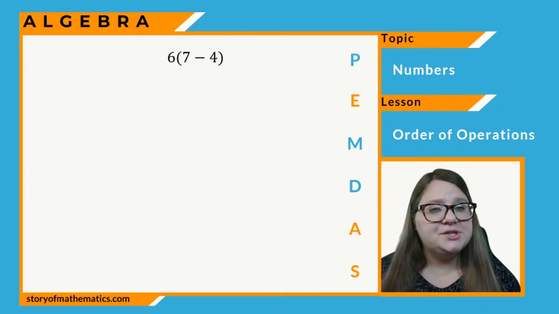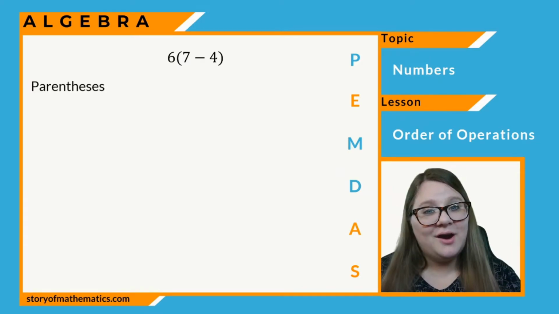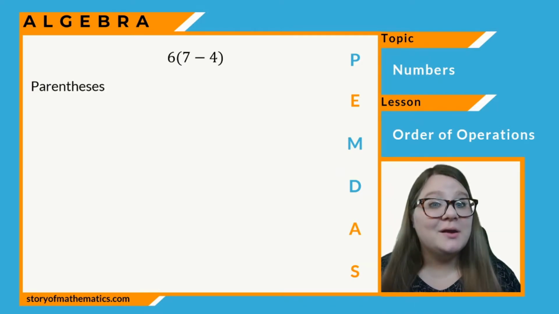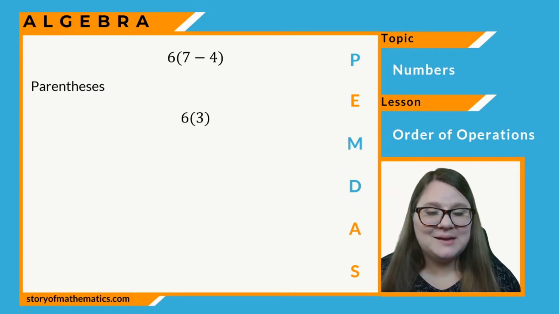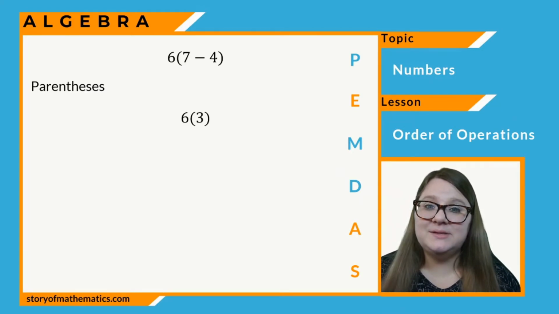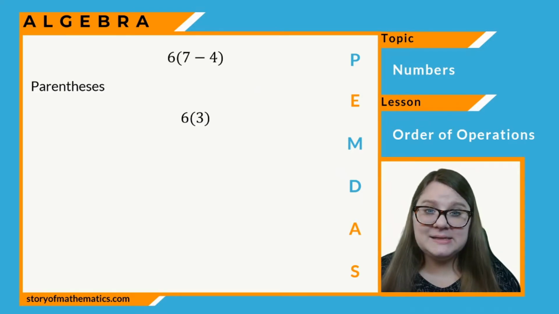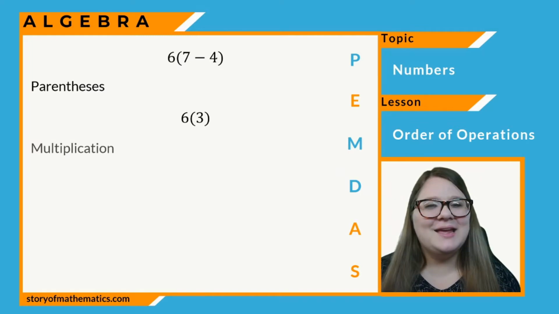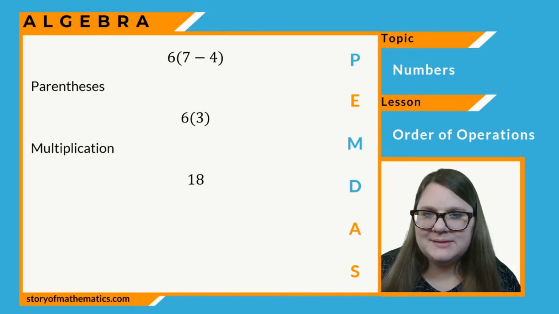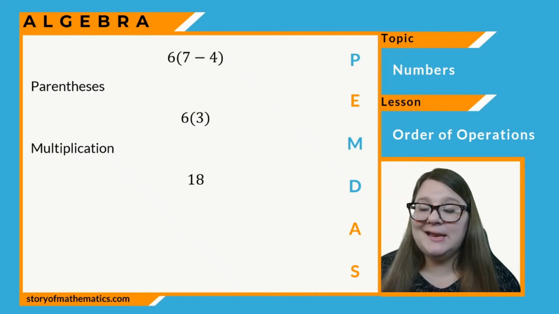So what's the first thing I should do? Well, PEMDAS starts with parentheses, and there are parentheses in this problem. So I'll do 7 minus 4, which is 3. Notice that I carried down the rest of the problem. So it's 6 times 3. There aren't any exponents. And so now I'm going to look at multiplication and division. I can multiply 6 and 3 to give me 18. Now that I'm down to a single number, I'm done and I don't need to continue anymore.